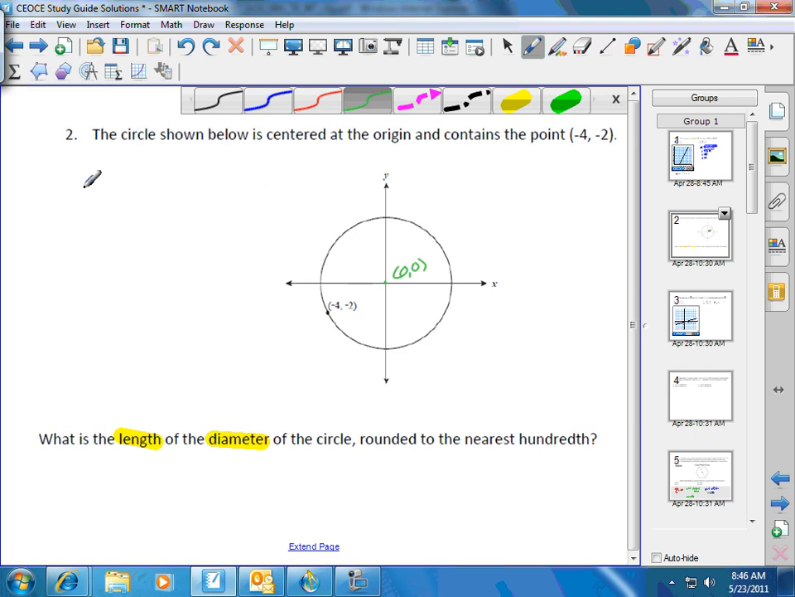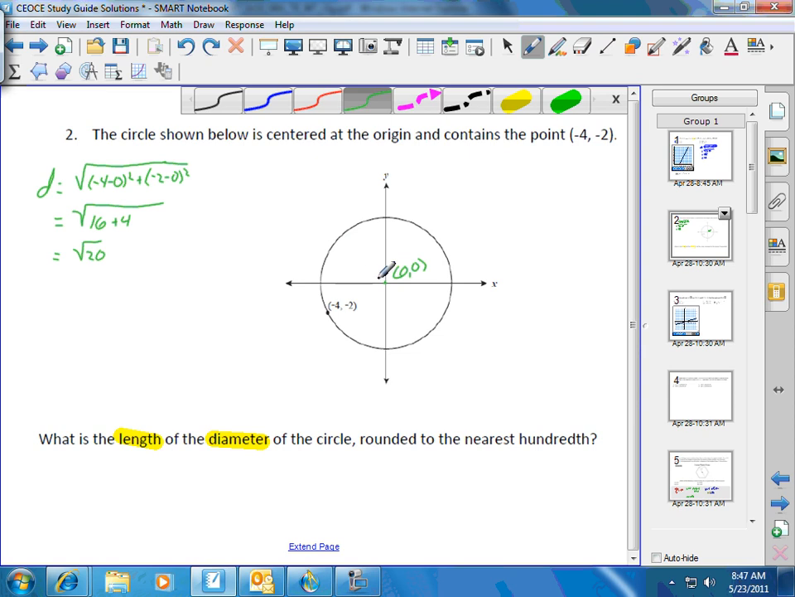So again, I'm going to use my distance formula. And I've got 0 minus -4, or -4 minus 0. That's the difference in the x coordinates, and that's squared, plus the difference in the y coordinates. So I'm going to subtract in the same order, -2 minus 0, and that's squared. Okay, and then -4 minus 0 is -4. -4 squared is 16. And -2 minus 0 is -2. -2 squared is 4. So the distance for the radius is the square root of 20.